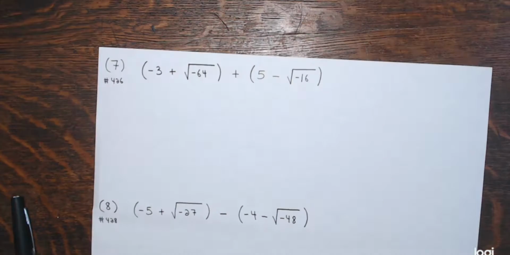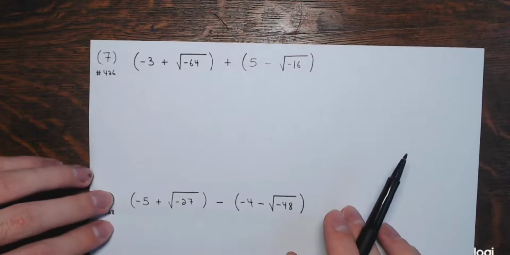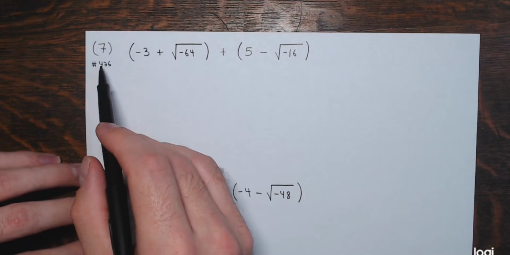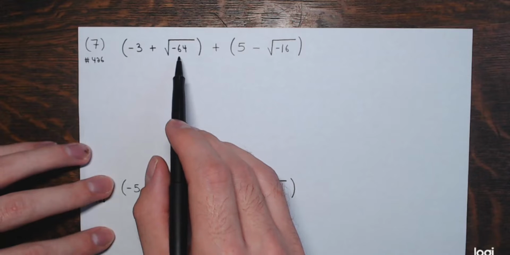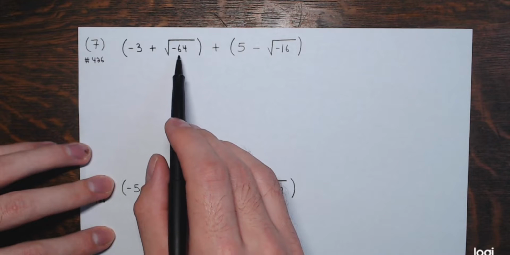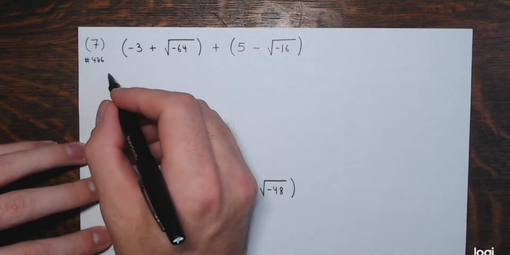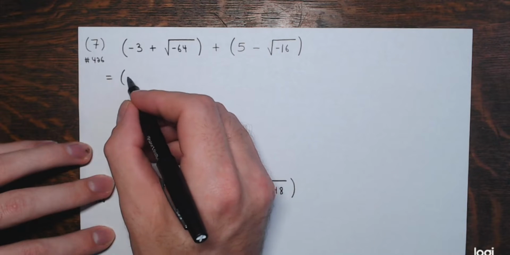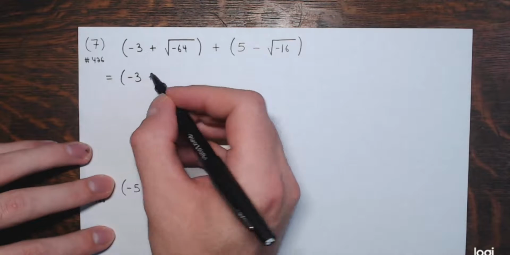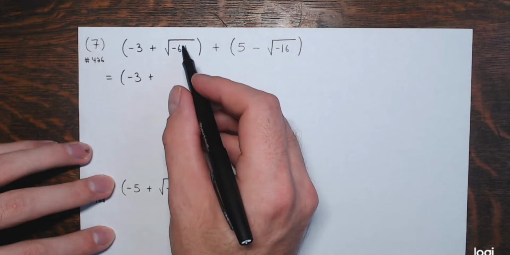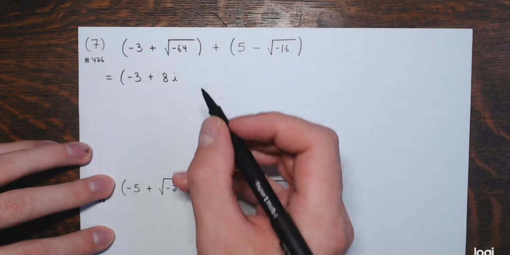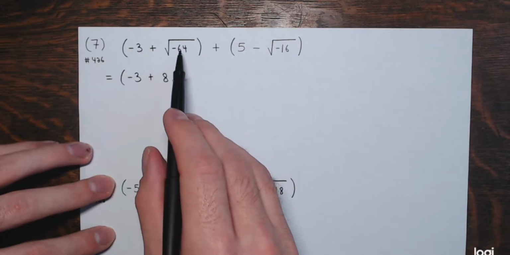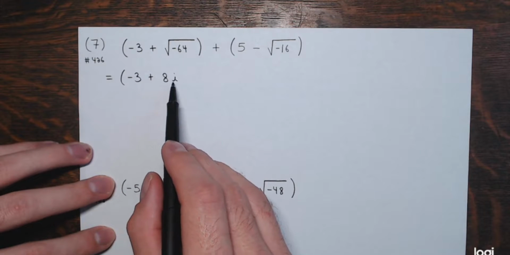Alright, the next question, number 7, exercise 426. We see these square roots of negatives, as I said at the top of the video. Whenever we see the square root of a negative number, you're going to think about this automatically: rewrite it. Now this would be the square root of 64 times i, or 8 times i. The square root of negative 64 is 8 times i.